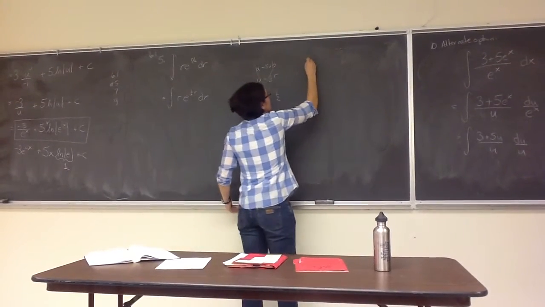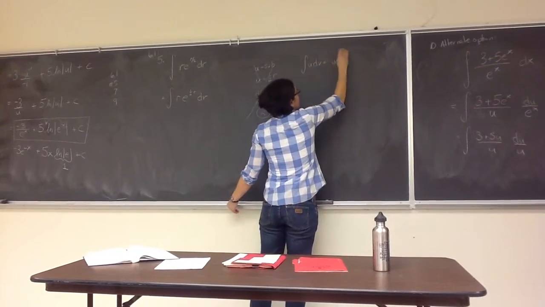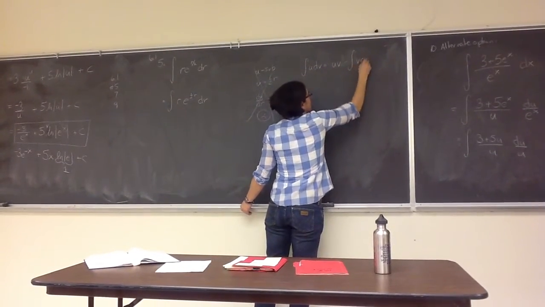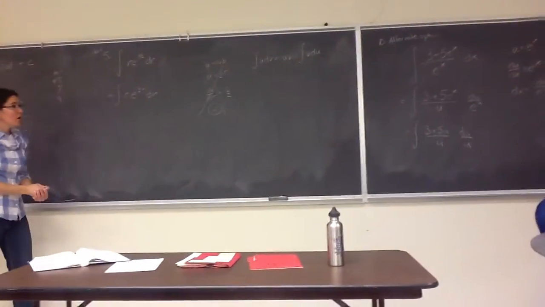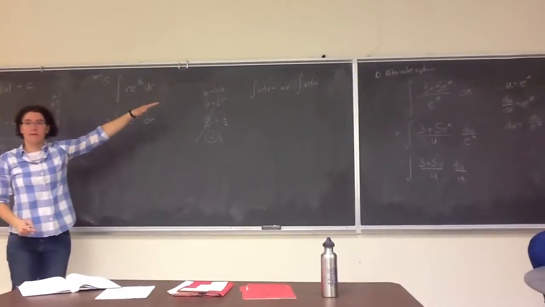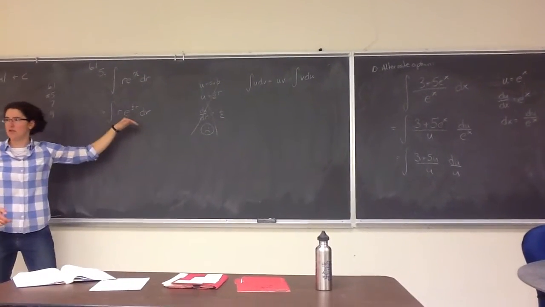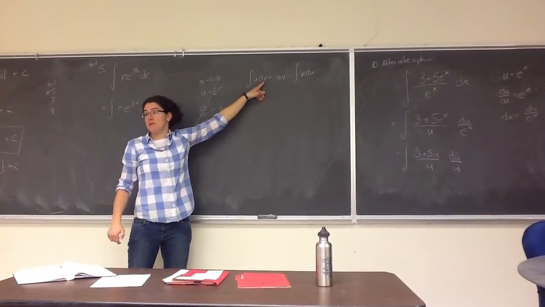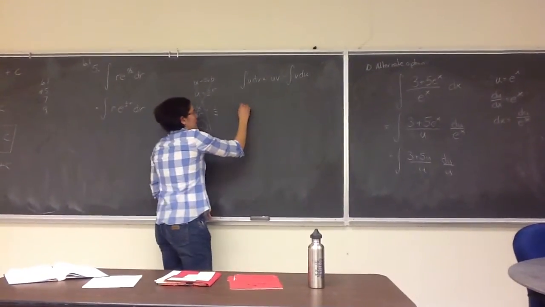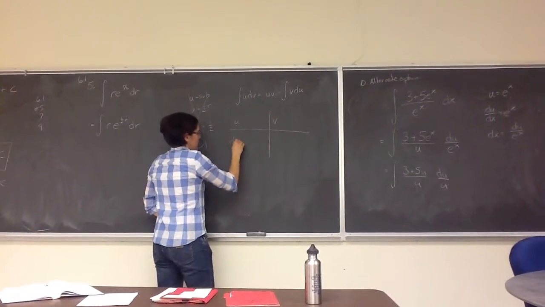Integration by parts says that the integral of u dv is equal to u times v minus the integral of v du. Okay, so in order to use this formula, what I need to do is to identify which parts of this integral are the u and which parts are the dv. So I'm going to make up my table, my u and my v, my du and my dv.